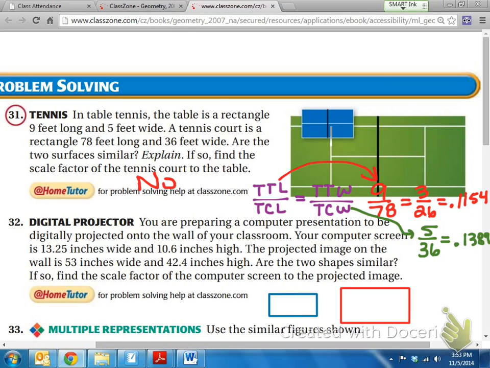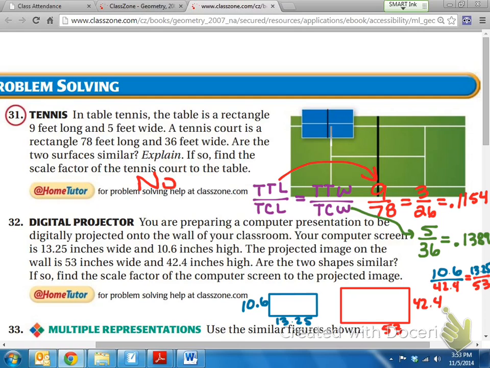So here's a diagram I'm going to make. There we go. And so it says that for the blue, the computer screen, it is 13.25 inches wide and 10.6 inches high. For the projection on the wall, it's 53 wide and 42.4 inches tall. So again, we're going to do the same thing we did before. We're going to compare the widths and the heights to see if they are similar. So I'm going to put 10.6 over 42.4, the two heights, and 13.25 and 53, the two widths.